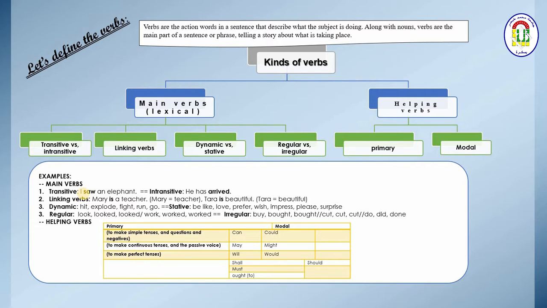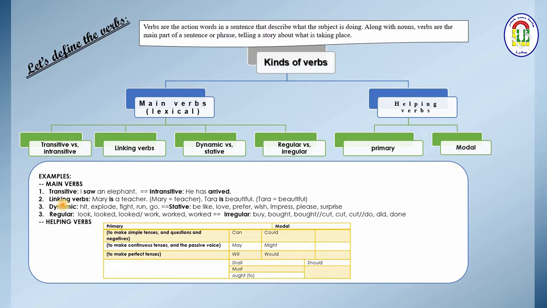While intransitive is the verb that does not need any object. When I say he has arrived, here we don't need any object. He has arrived. Full stop. He was elsewhere and he has arrived. So arrived here means there is no object. The verb itself is meaningful, so there is no need for an addition. It's not like the case of the transitive verb.